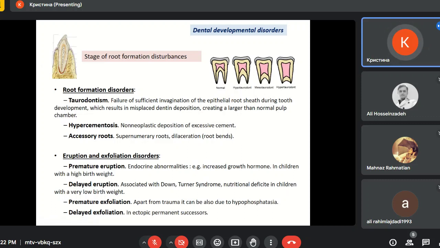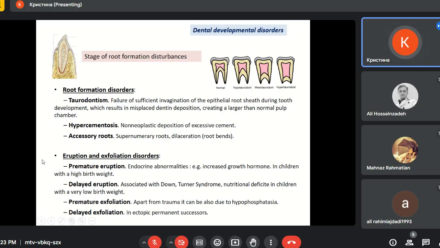If we have the disturbances in the stage of the root formation, we can have the taurodontism. This is the normal tooth, and different stages of taurodontism. It is too short roots and too large pulp chamber. Also, we can have the hypercementosis if we have too much cementum, or we can have accessory roots. It is also very bad for treatment of the teeth and for surgery.